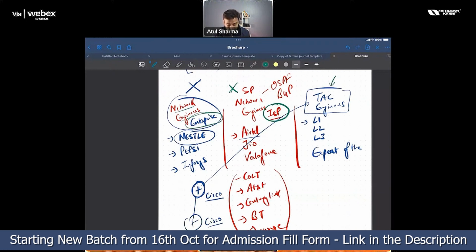And these TAC engineers basically work for OEMs. OEM stands for original equipment manufacturer, like Cisco, Juniper, Fortigate, Palo Alto. These are big companies who make products, who make routers, switches, firewalls. So the companies who manufacture devices hire TAC engineers.